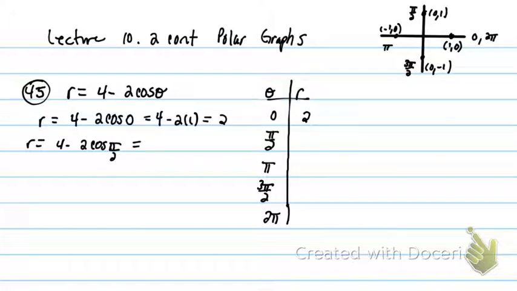What's cosine at pi over 2? We're right here. What would it be? So you'd have 4 minus 2 times 0, which would give you what? It would be 0, right? And then plugging it in. Everybody okay with that? All right.